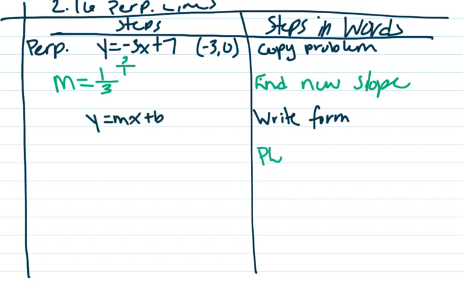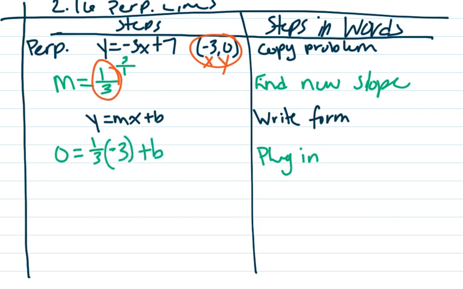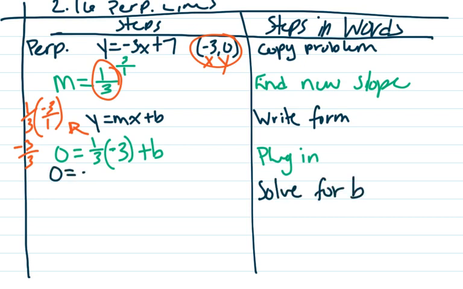Then we're plugging in, and we're using this point, which is an x and a y, and we're using this slope. So when we do that, we end up with 0 equals 1/3 times negative 3 plus b. Okay, if we come up here, we have 1/3 times negative 3 over 1, which becomes negative 3 over 3, which is negative 1. So we're solving for b. So we get 0 equals negative 1 plus b. Add 1 to both sides, and we get 1 equals b.